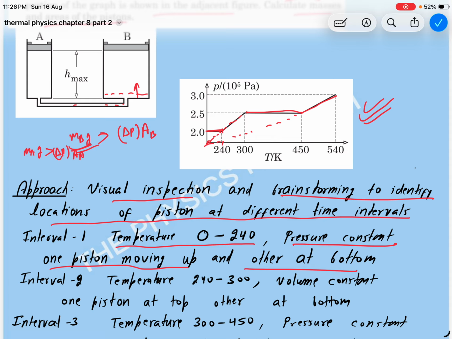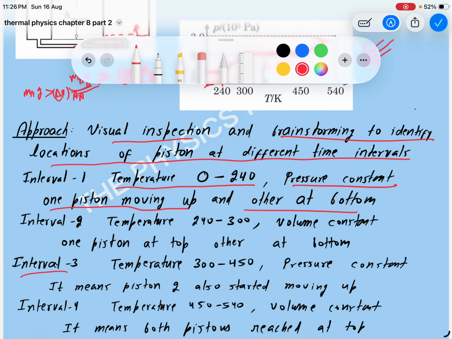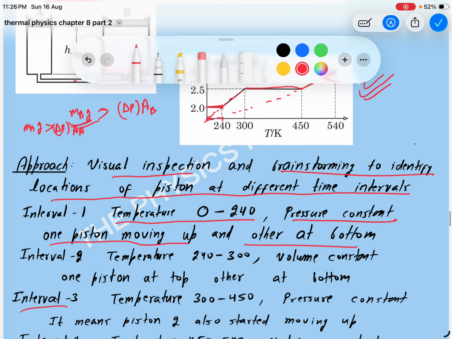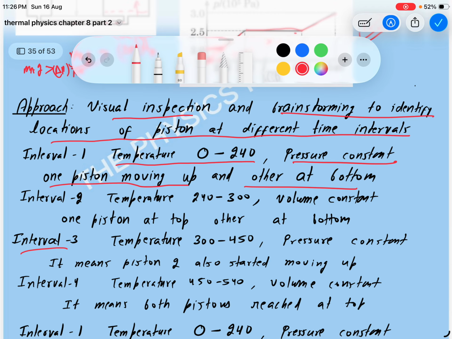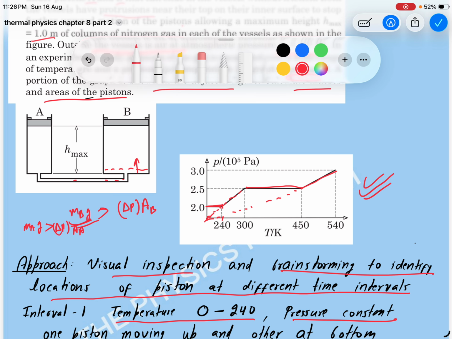So from 240 to 300, volume remains constant. And what is that volume? Area of cross section of A multiplied by l. So just A and B I am saying, but I do not know which will move up first, right? So volume, one piston at top, other at bottom. Interval 3, temperature from 300 to 450, pressure is constant, means the other piston also now started moving up, right? Interval 4, 450 to 540, means both pistons are as shown in the diagram.